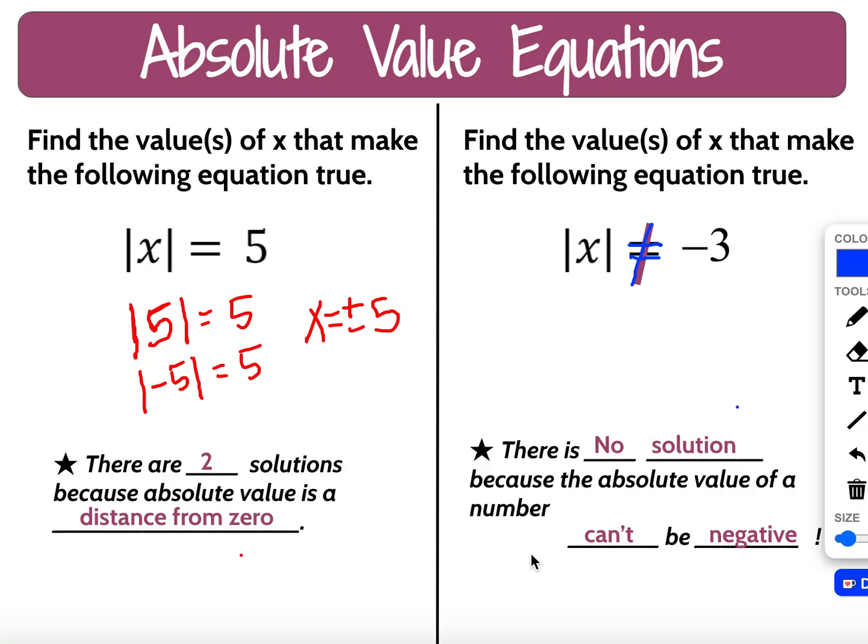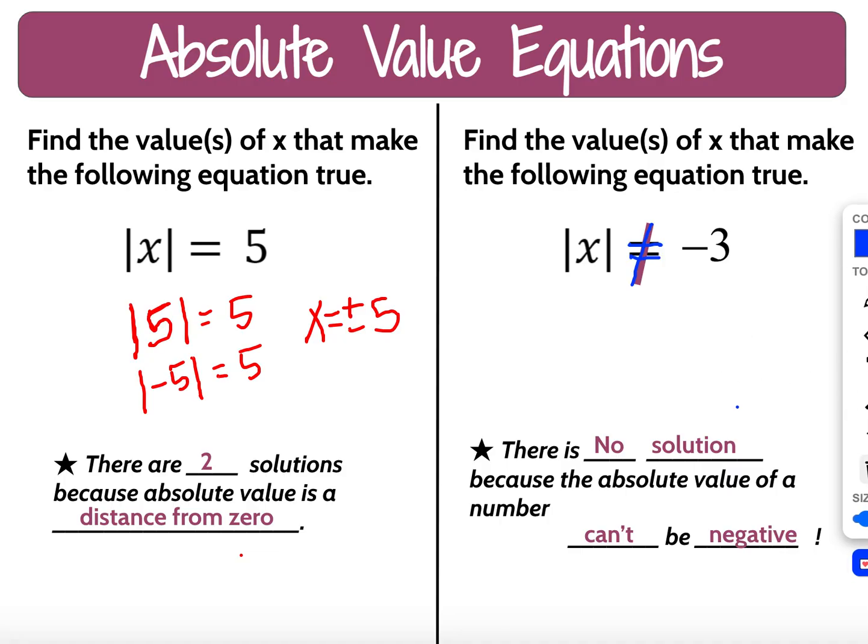And so I'm going to write there is no solution to that. There's no solution for x because absolute value cannot be negative. Absolute value can only be positive because it's distance.